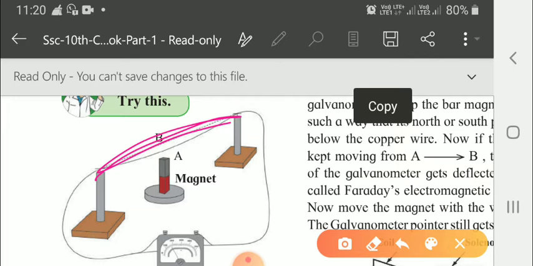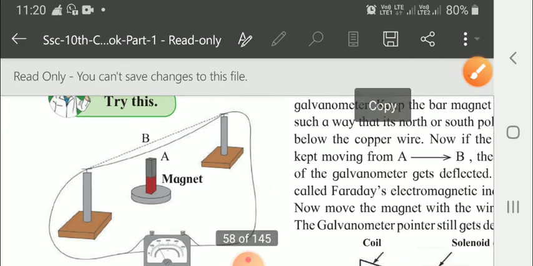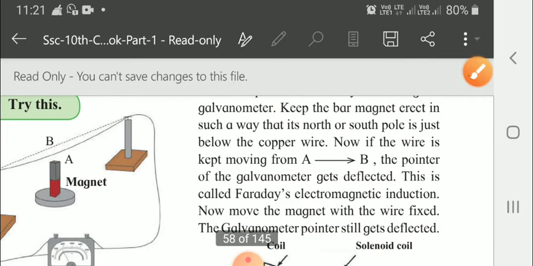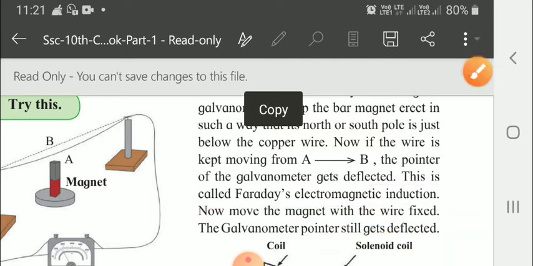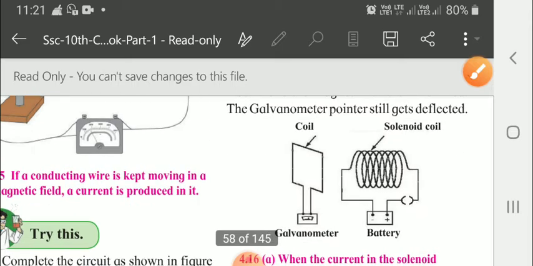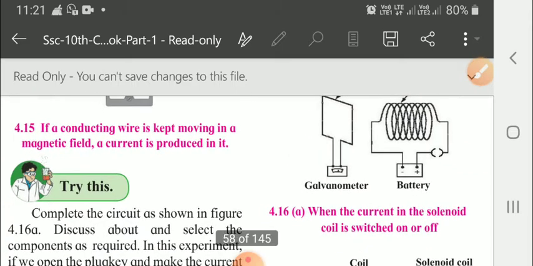Now if we move the magnet with the wire fixed, the galvanometer pointer will get deflected. So this point you have to underline, that this is called Faraday's electromagnetic induction. Now come to the next point here.